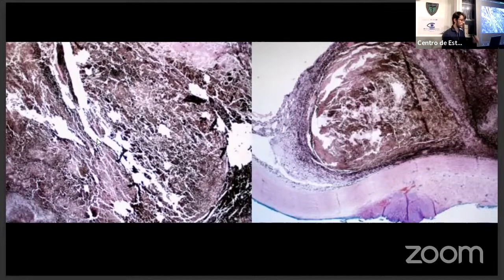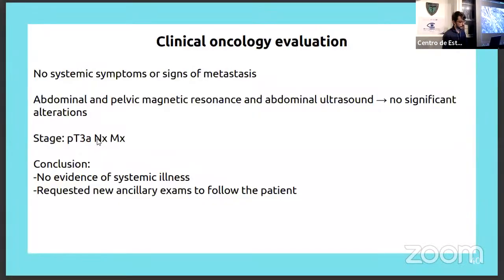It also showed invasion of the sclera and perivascular invasion, but it didn't show invasion of the perineural tissues. The histological subtype of the tumor was epithelioid cells, and we will discuss a little bit on the next slides. That's the most aggressive one.